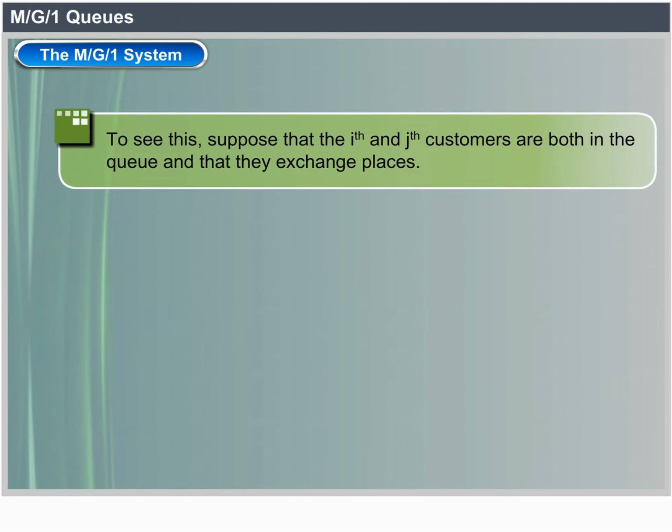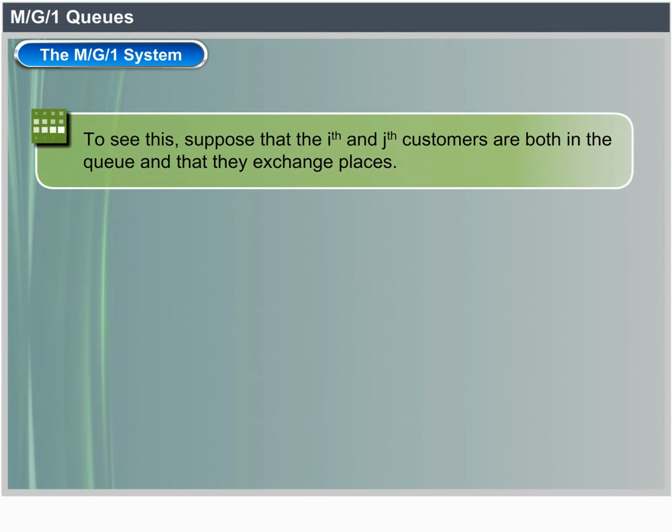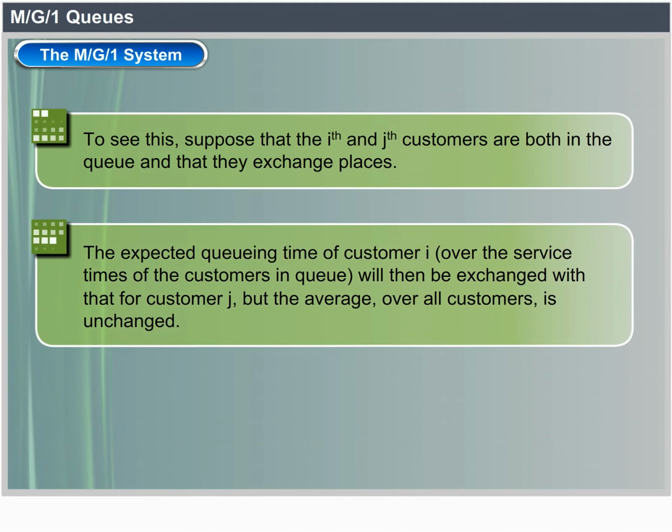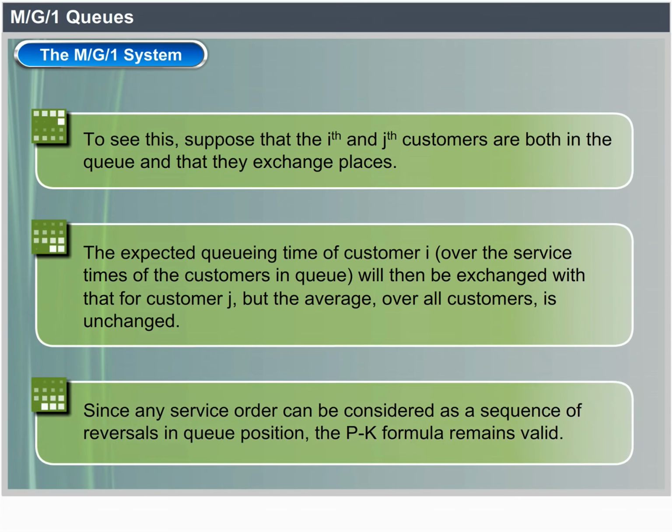To see this, suppose that the ith and jth customers are both in the queue and that they exchange places. The expected queuing time of the customer i, averaged over the service times of the customers in the queue, will then be exchanged with that of the customer j, but the average over all customers is unchanged. Since any service order can be considered as a sequence of reversals in queue position, the PK formula remains valid.